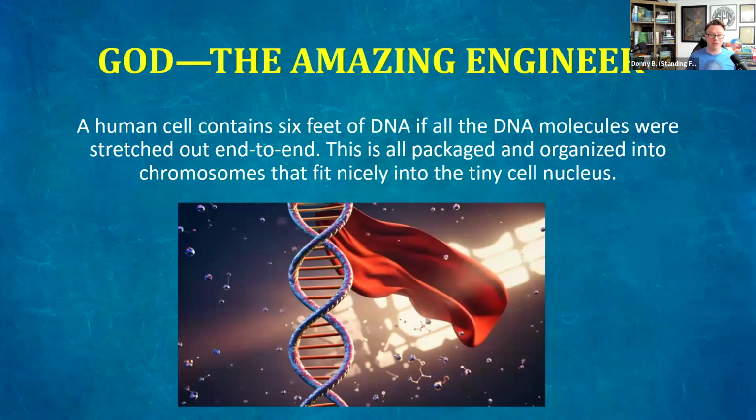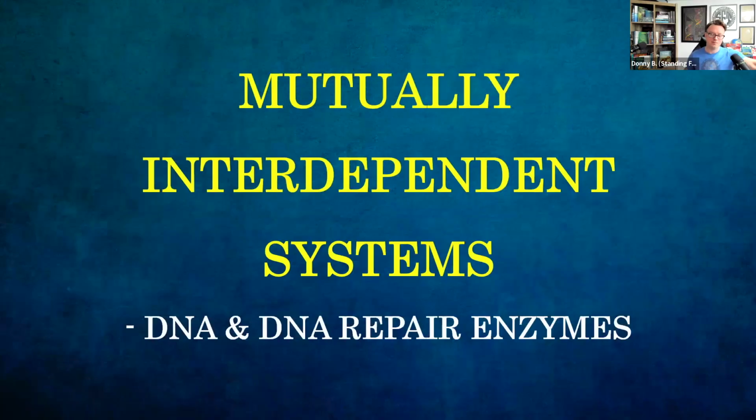This is all packaged amazingly and organized into chromosomes that fit nicely into the tiny cell nucleus. There are several pieces of evidence that show exactly why origin of life is false. It doesn't work. They have no good explanation for how DNA could have originated. And one concept that I like to discuss, it's an easy to understand concept. This is the concept of mutually interdependent systems.